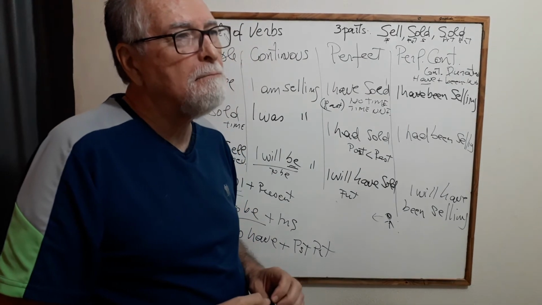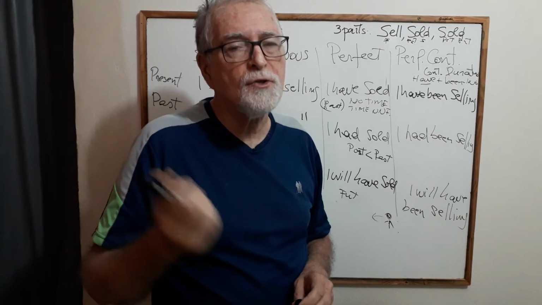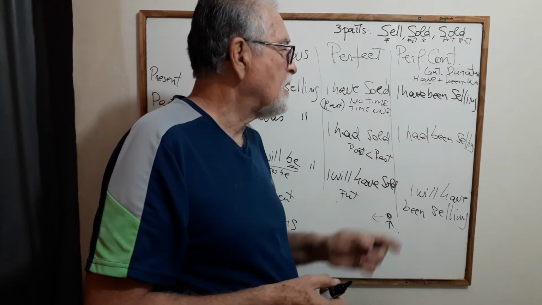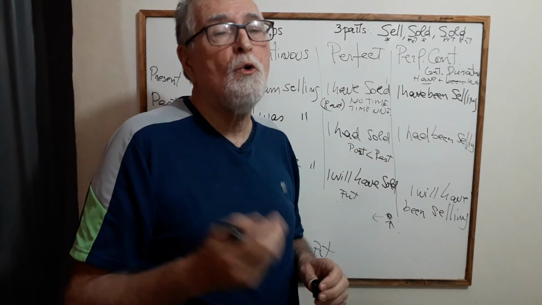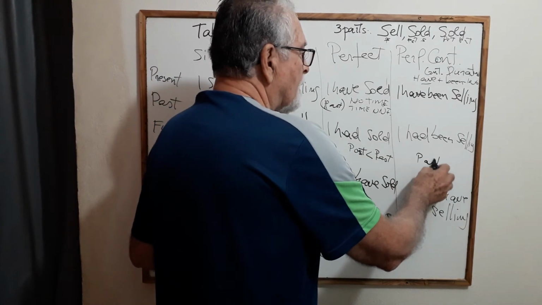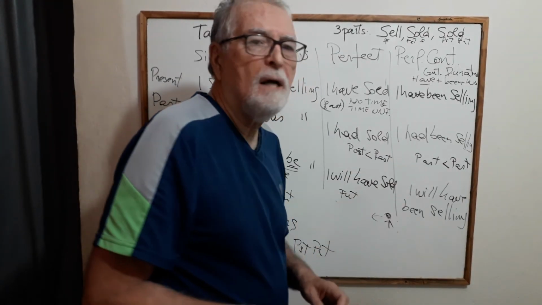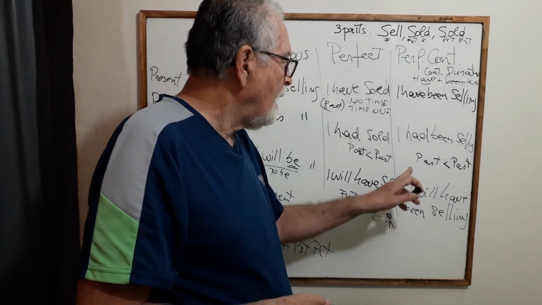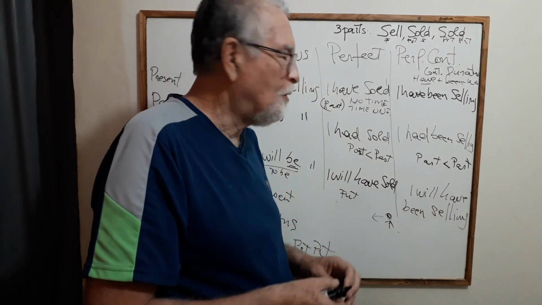I had been teaching English in another school for, I believe, 2 years. I had been teaching English in another school for 2 years when they closed it. Here is a past before another past. So I had been teaching English in another school for 2 years when they closed the school. And then we started our own school.